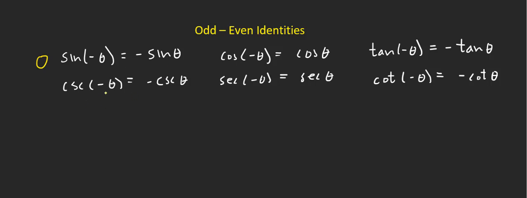What about cosecant of negative theta? That becomes negative cosecant theta, so it's odd. What about cosine of negative theta? Well, that just becomes cosine of theta, so this will be even. What about secant of negative theta? That equals secant theta, so this is even. What about these two? As you can see, this is odd, and that's also odd.